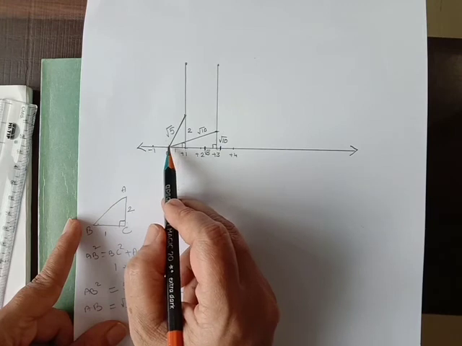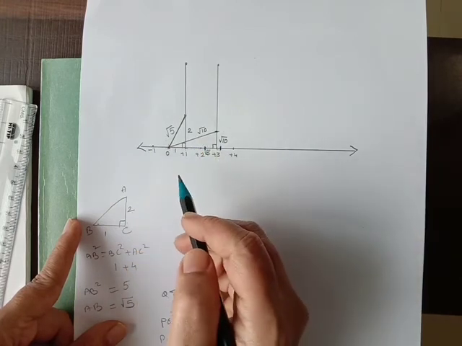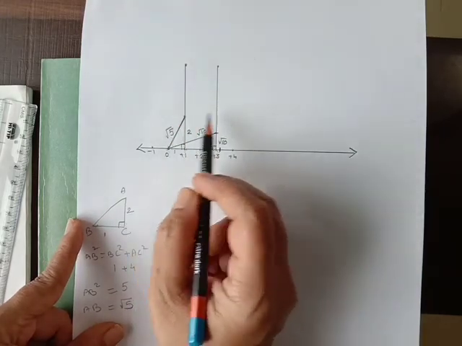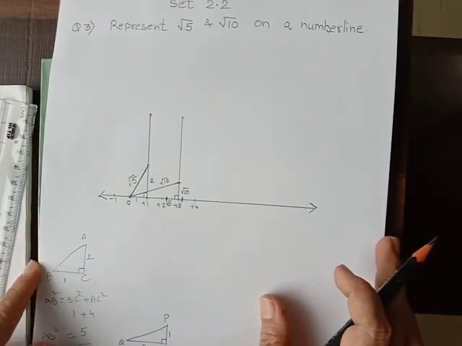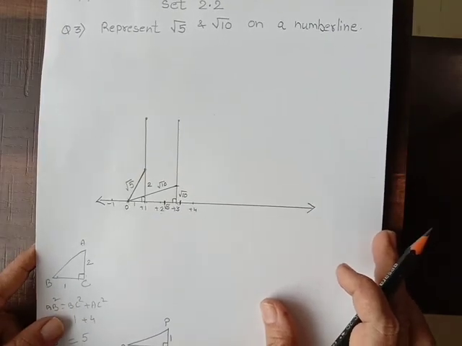You could also have taken 2 centimeters over here and 1 centimeter over here. Doesn't matter. But I wanted to have some space, so I have chosen these two. Otherwise, these two lines would have mingled with each other. I hope the construction is clear, everybody. Please try to draw it in your notebook.